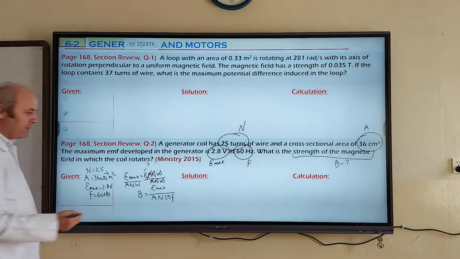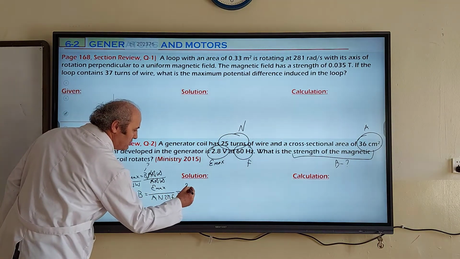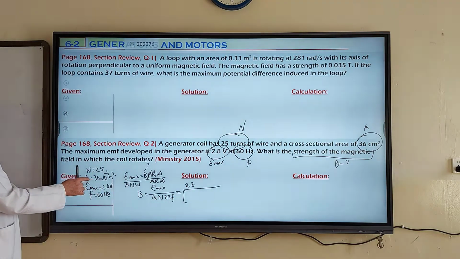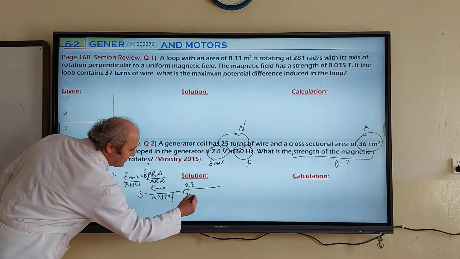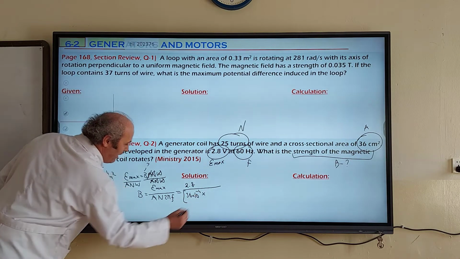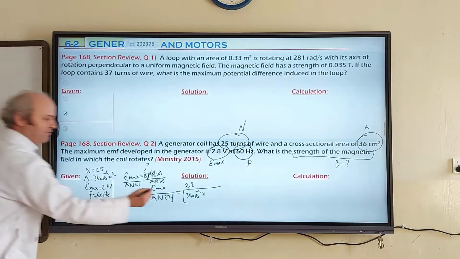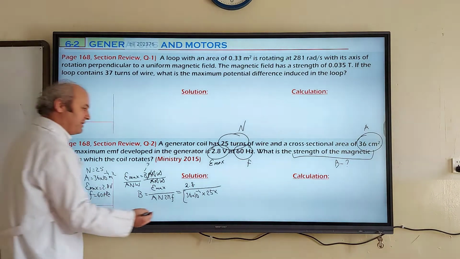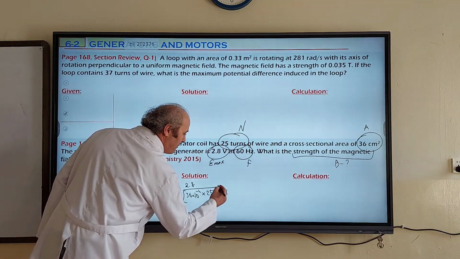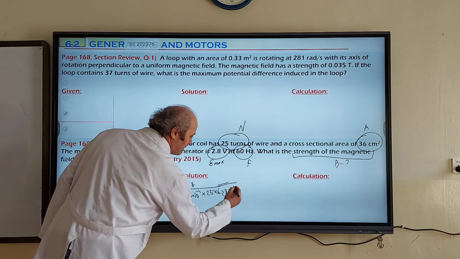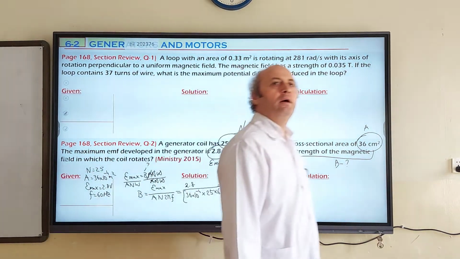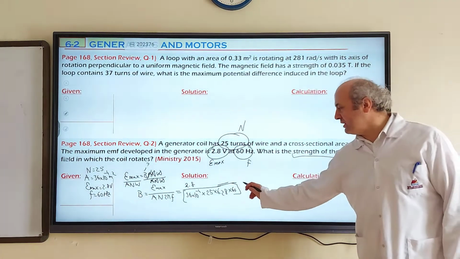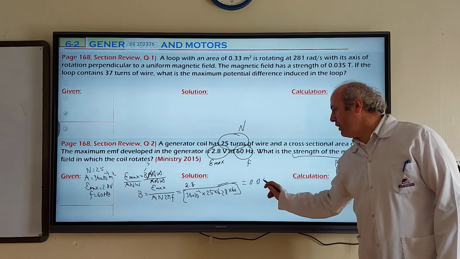Write and calculate. So how much is E max? 2.8 volt divided by. How much is area? 36 times 10 to the power of negative 4. How much is number of turns? 25. 2 pi, we know from chapter 1, 6.28, directly write it, 6.28. And F, how much is F? 60. Close the bracket. And then, when you use the calculator, the result is going to be 0.083 Tesla.